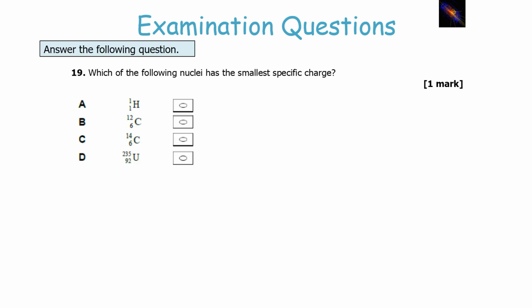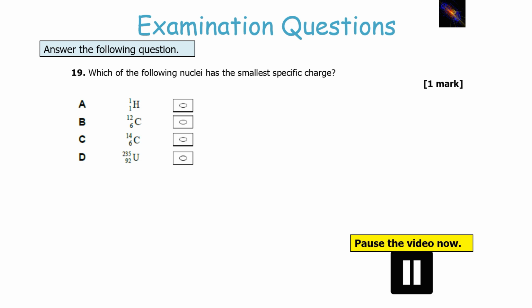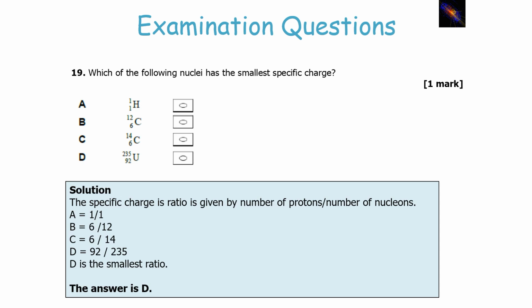Next question. Which of the following nuclei has the smallest specific charge? So pause the video now, then unpause the video when you want to go through your answer. So the specific charge once again is the ratio of the number of protons to the number of nucleons. So it's 1 to 1, 6 to 12, 6 to 14, and 92 to 235. So this gives us an answer of D.